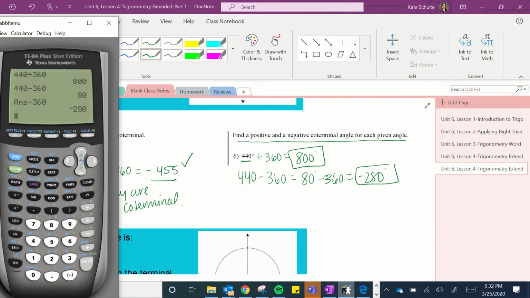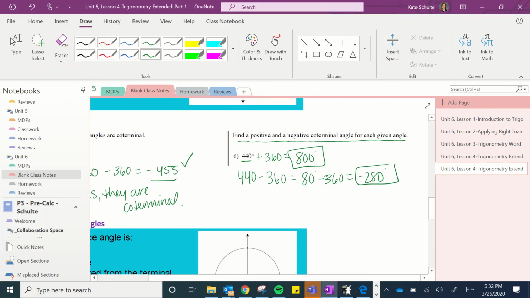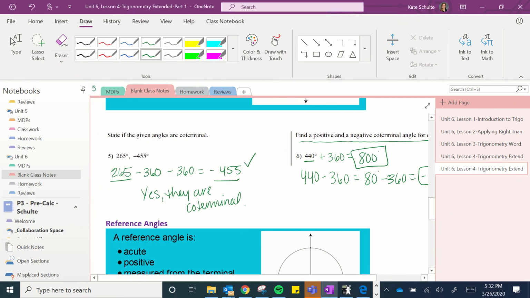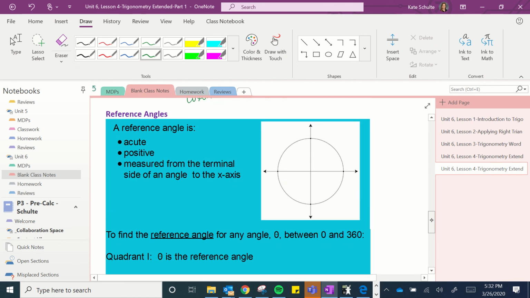You could subtract another 360 if you want. That gives you negative 640. That's also a negative coterminal angle, so that's what I mean by there's infinite amounts. You can do any of them here. All right, that's coterminals. Last is reference angles.